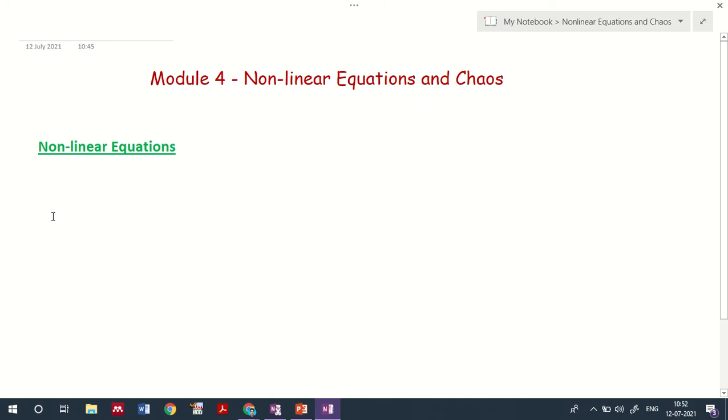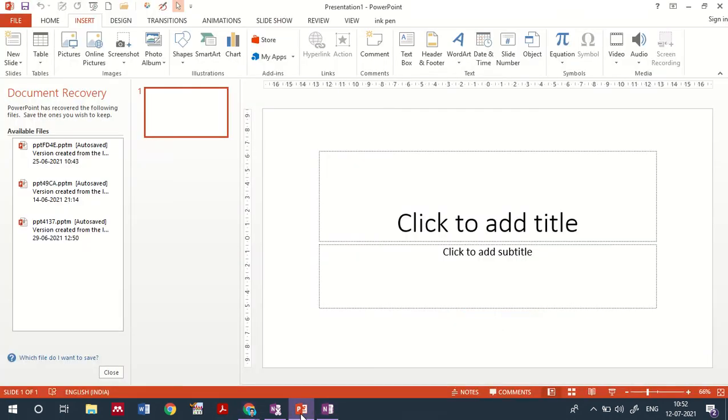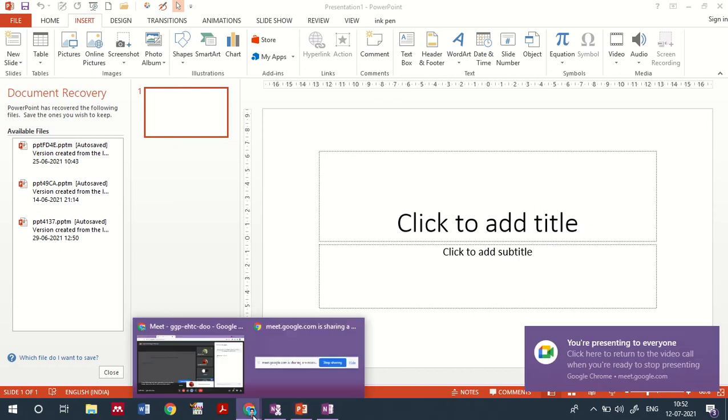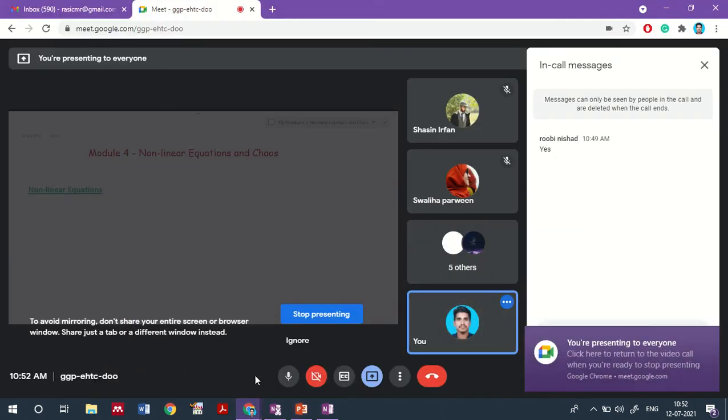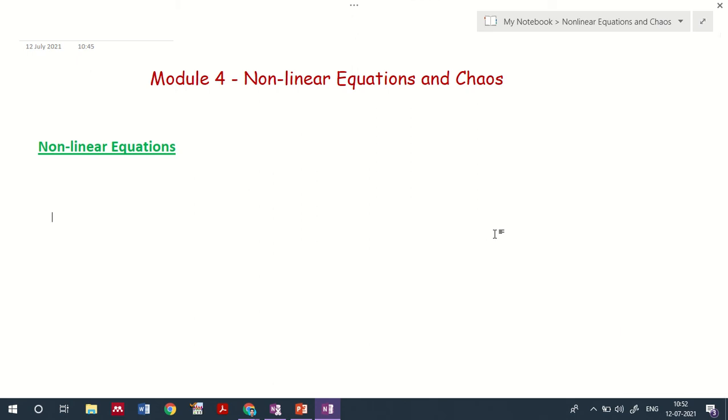Today we are here to discuss our fourth module on classical mechanics. It's about nonlinear equations and chaos. And as you know, in the last few classes we were discussing small oscillations, and before that we discussed rigid body dynamics.